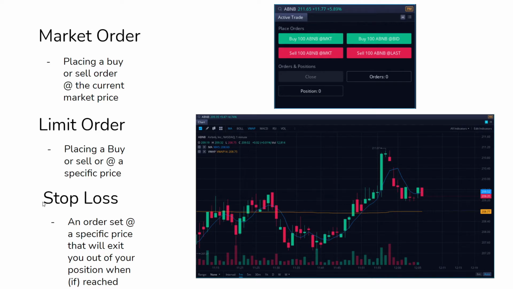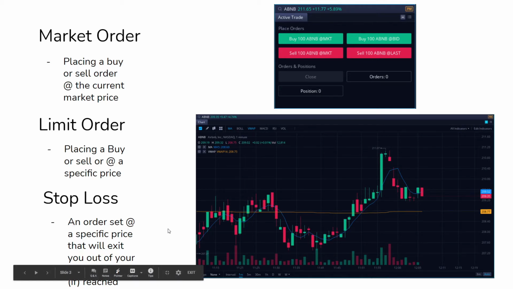Now, at least for me, I know the title "stop loss" seems a little misleading, like you can't lose money. But what it really is, it works kind of like a limit order, but it's an order set at a specific price that will exit you out of your position if it gets to that point.